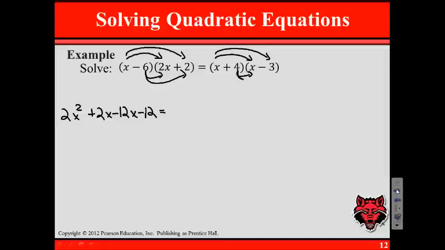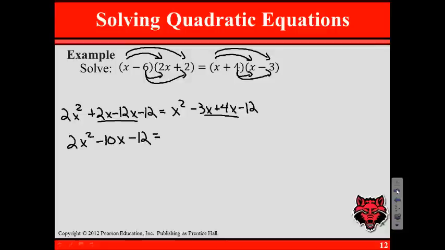So we draw our foiling arrows, and that gives us x squared minus 3x plus 4x minus 12. We're going to combine like terms on each side of the equation. On the left side, this becomes 2x squared minus 10x minus 12 equals, on the right-hand side, we have x squared plus x minus 12. Now here we have x squareds on both sides of the equation. In this case, let's just move all of our terms to the left-hand side.